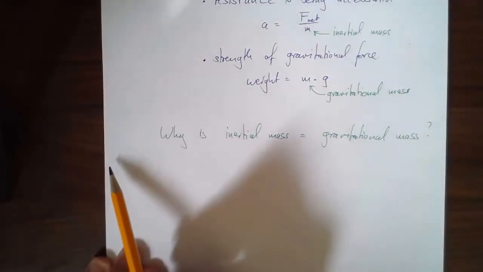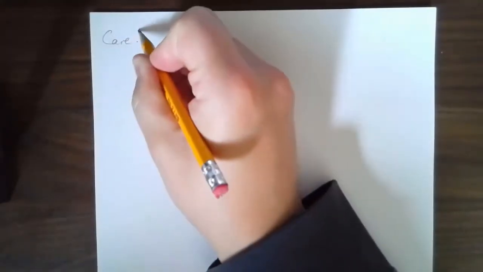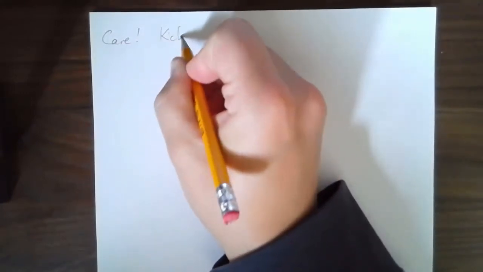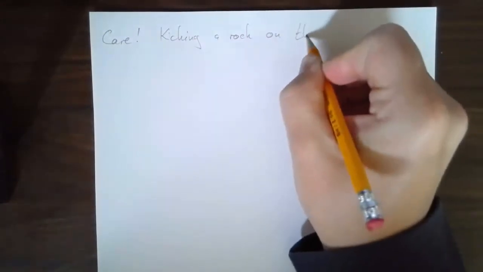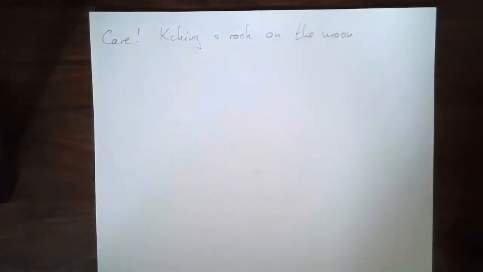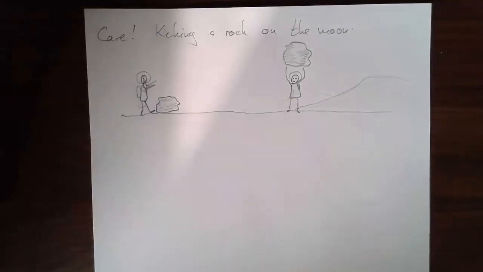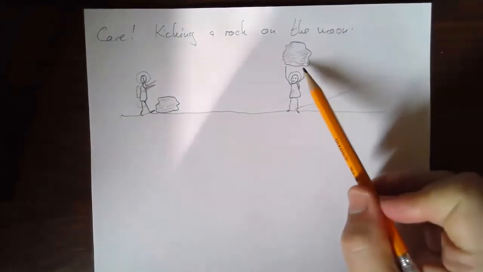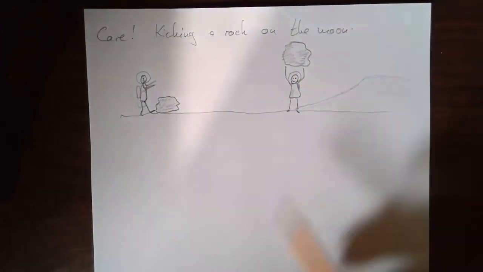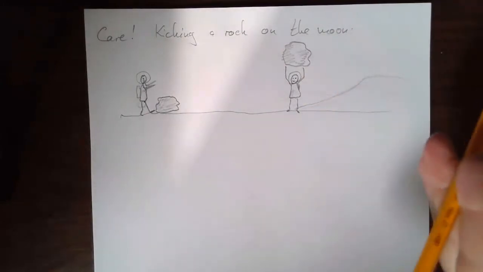An example is, imagine we kick a ball on the moon. Actually, let me get a new page. Kick a rock, say a big rock. Kicking a rock on the moon. Okay, here's my picture. So imagine you go to the moon, you and your astronaut friend, and you're going to lift a rock. Now you lift a rock, you can lift really, really heavy rocks.